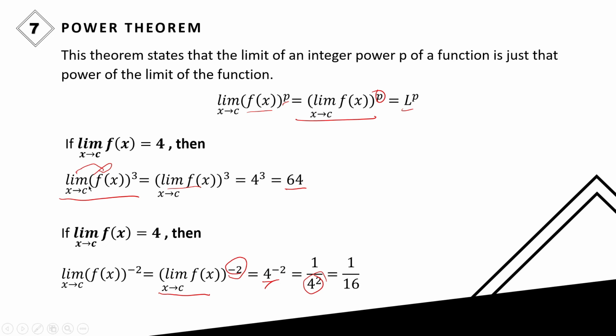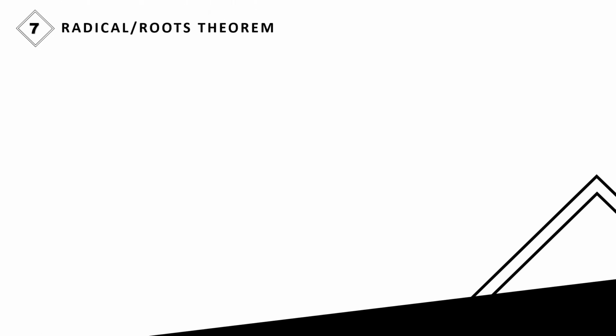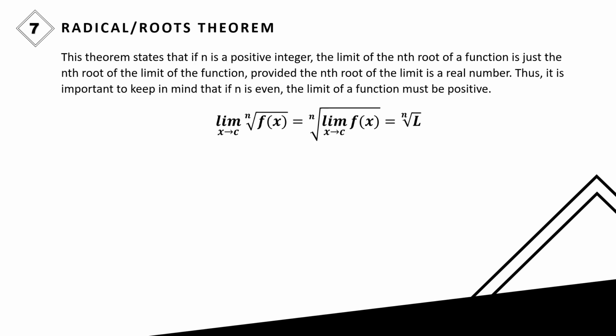Next, the last theorem is all about the radical or root theorem. So, this theorem states that if n is a positive integer, the limit of the nth root of a function is just the nth root of the limit of the function. So, sabi dito, the limit of the nth root of your function is just the nth root of the limit of our function. Or, simple natin ay nth root of L. Yung answer natin dun sa limit of f of x as x approaches c. Diba? That is equal to L.